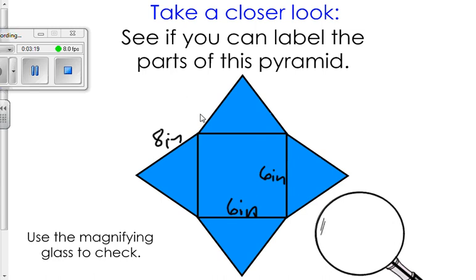And there it is again, unfolded. You can see we have 4 triangles, and we have 1 square as a base.